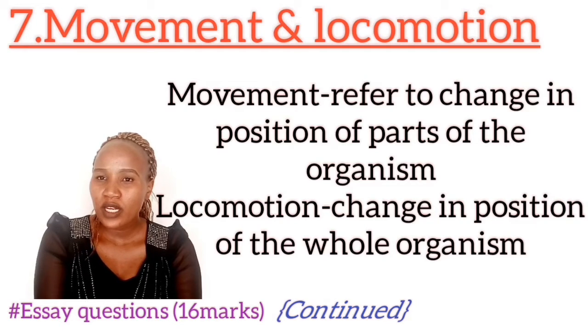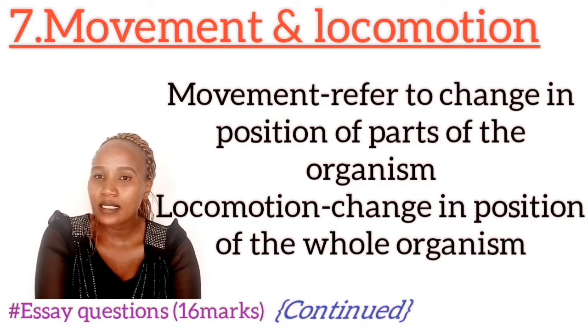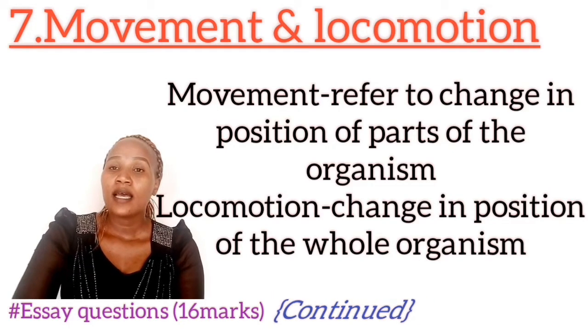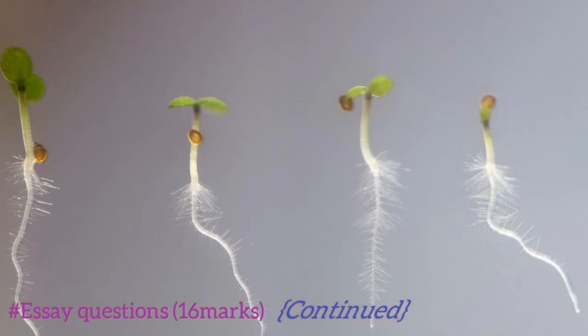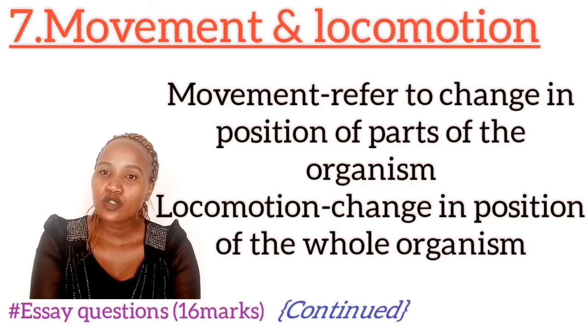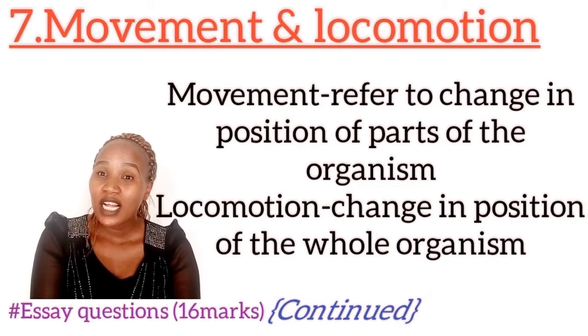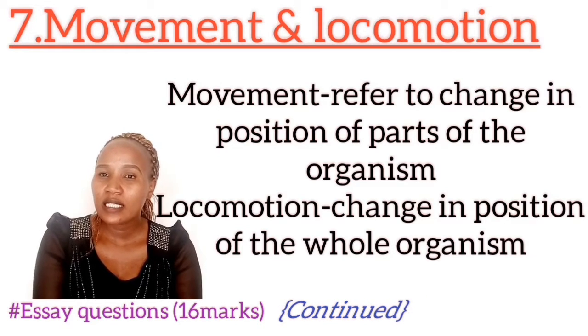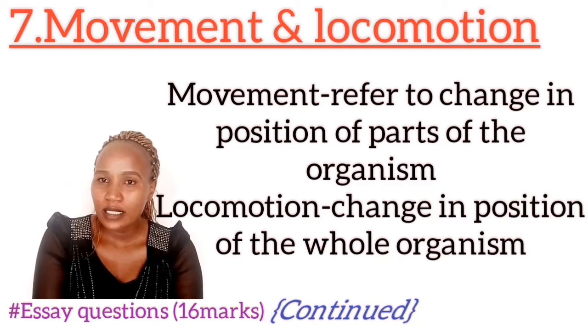But when part of an organism moves, especially in plants, it shows growth movement, whereby a shoot grows towards the source of light and a root grows towards the source of water. So movement can be the entire organism moving or part of that organism moving. Therefore, this is a characteristic feature that distinguishes living organisms from non-living organisms.